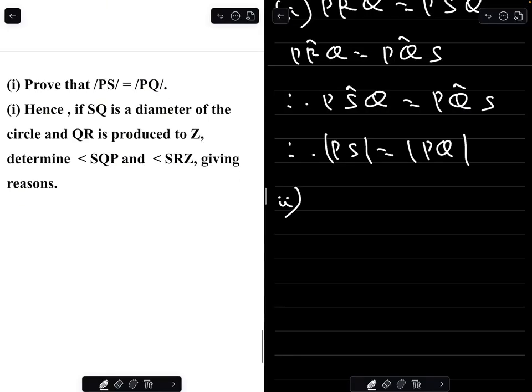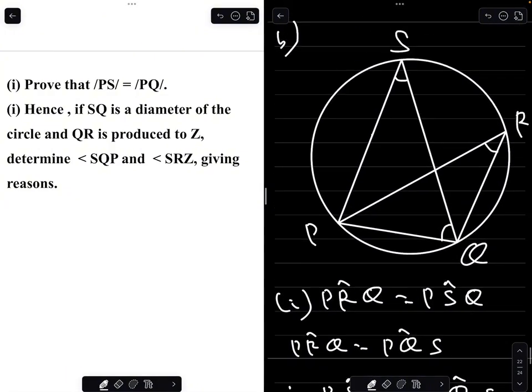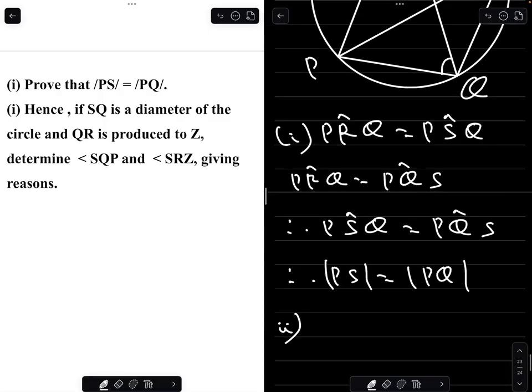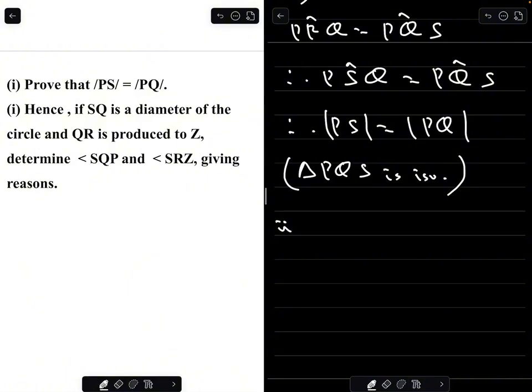Roman figure 2. If SQ is a diameter of the circle. Before we go to that, I can add here that triangle PQS is isosceles. Triangle PQS is an isosceles triangle. Now let's go to Roman figure 2.